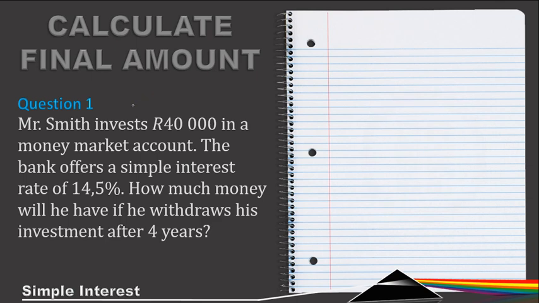Okay, so for question 1, Mr. Smith invests 40,000 Rand in a money market account. The bank offers a simple interest rate of 14.5%. How much money will he have if he withdraws the investment after 4 years?